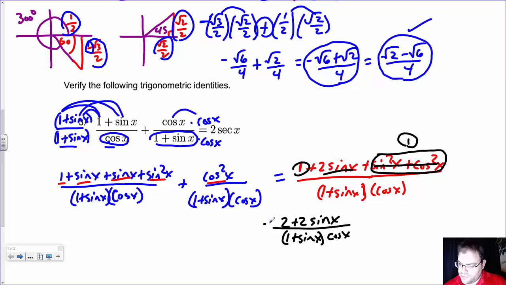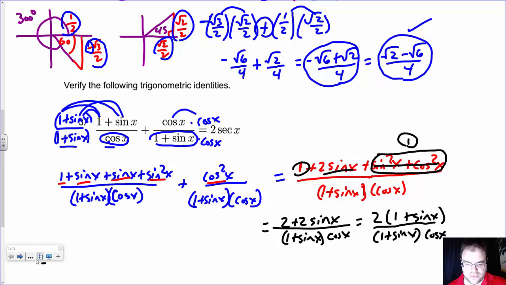Okay, I'm going to factor a 2 out of this. So I'm going to take a 2 out of the top. So it's 2 times 1 plus sine of x. It stands to reason that 2 times 1 is 2, and 2 times sine of x is 2 sine of x. So I just factored the 2 out. On the bottom, I have the same stuff for the final time.